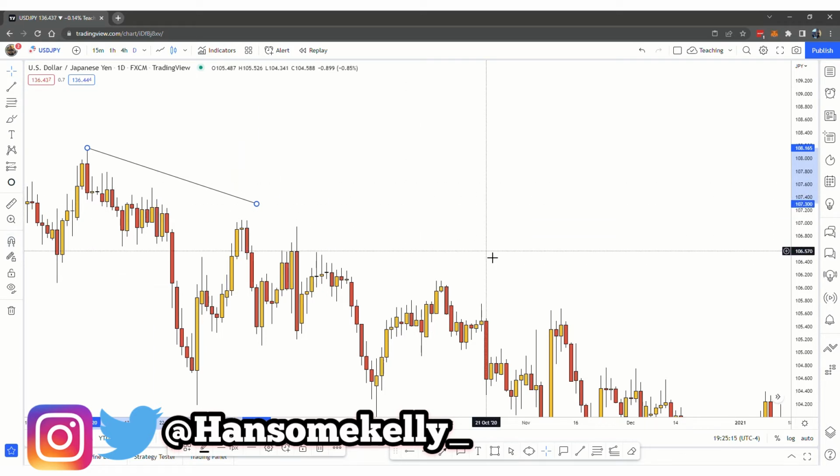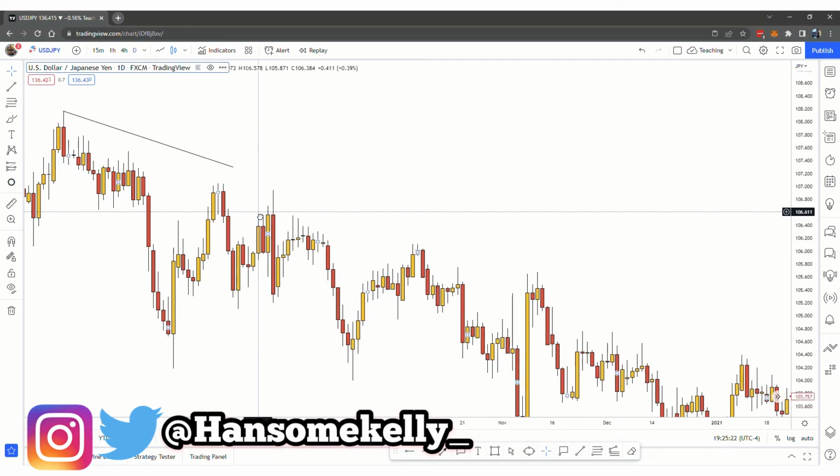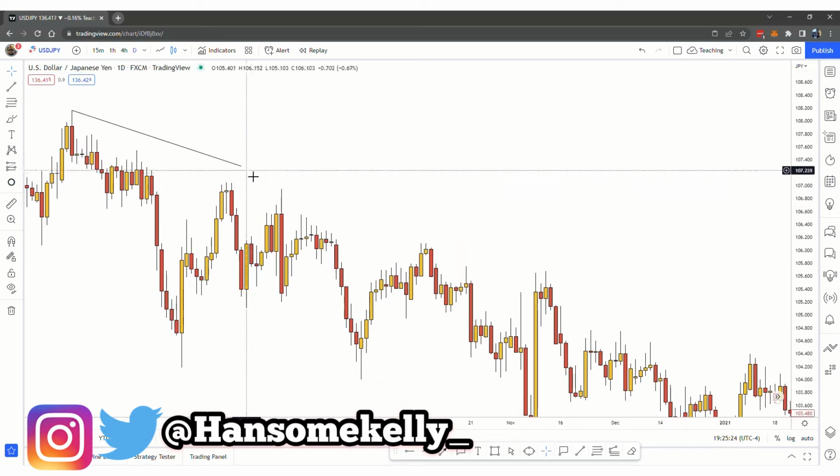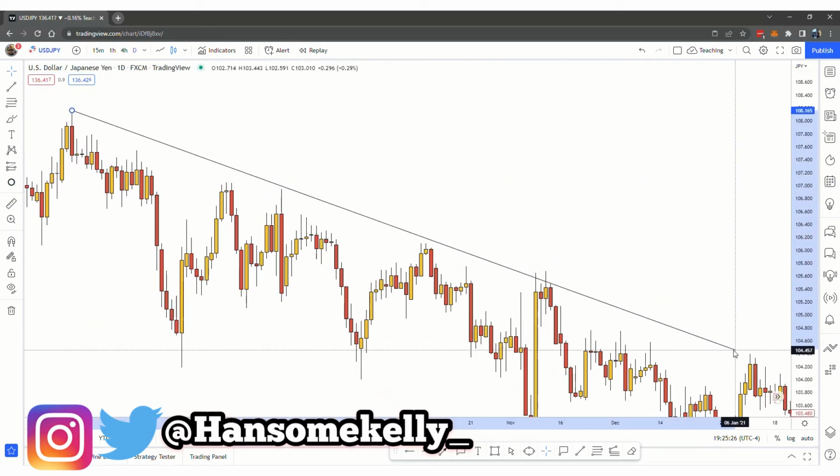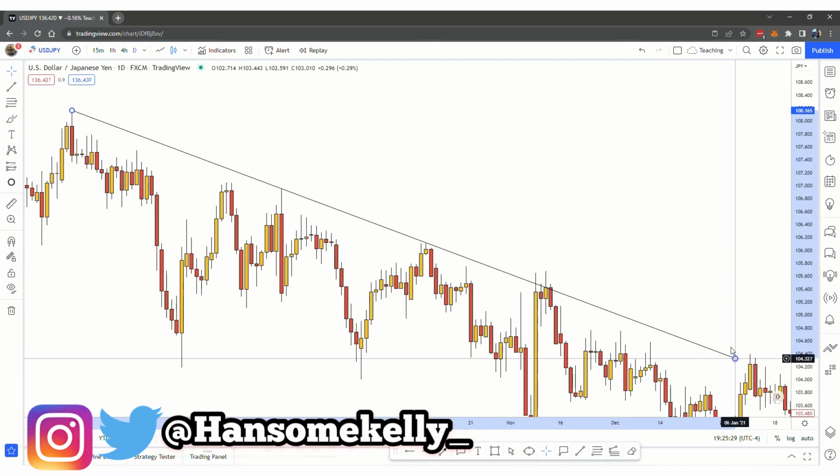So what you want to do as well, as I just said, trend lines are used for pullbacks in the market, which is your lower highs. So in a downtrend, we're going to look for pullbacks in the market. A pullback in the market would be, I'm going to use this one right here. I'll extend it.